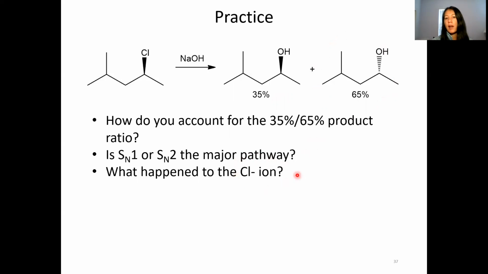What happened to the chloride ion? It's floating around. It's paired with the sodium.